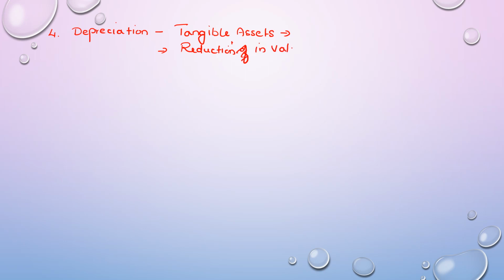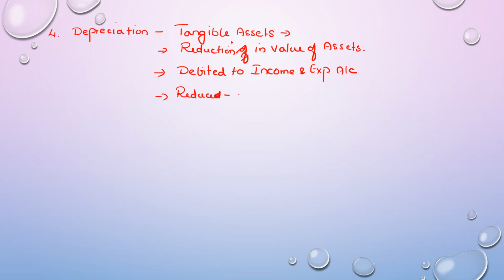Reduction in value of assets, which is depreciation. You would be given the assets, you would be finding out the depreciation at that particular percentage, and you would be writing it. Now here, where does this depreciation go? It would be debited to the income and expenditure account. It is a non-cash expense. So it would go to the debit side of your income and expenditure account, and you would reduce the value of the assets in the balance sheet.